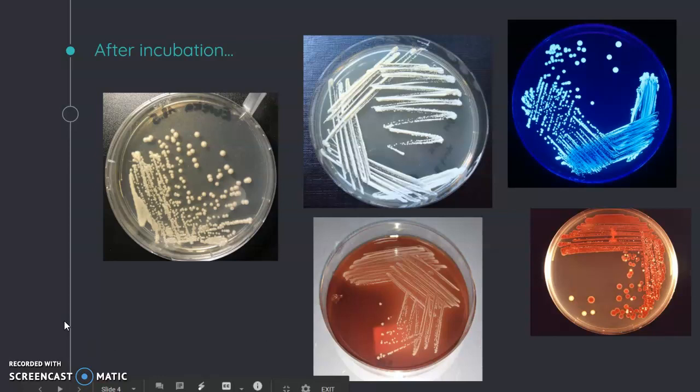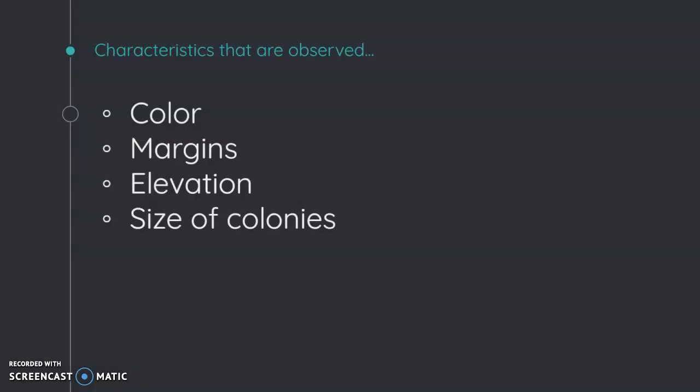In these images, we see yellow bacteria, white bacteria, red bacteria, bioluminescent bacteria that glow in UV light, and the bottom middle image shows white bacteria on a red agar. Like I mentioned in the previous presentations, there are many different types of agar we could use. We typically observe 4 different physical characteristics: color, margin, elevation, and the size of the colonies.